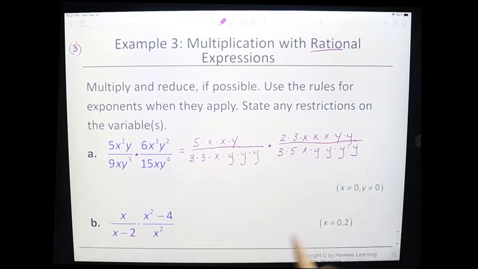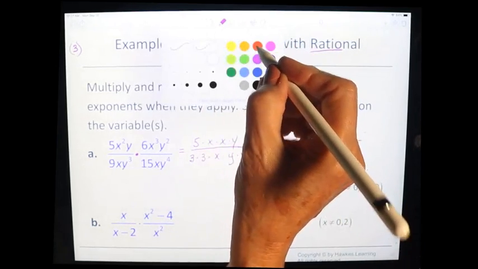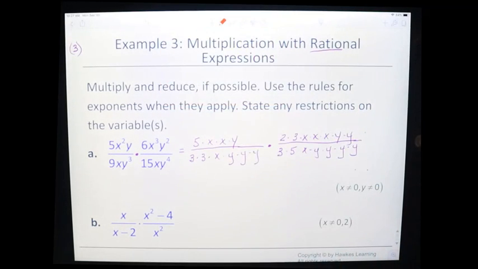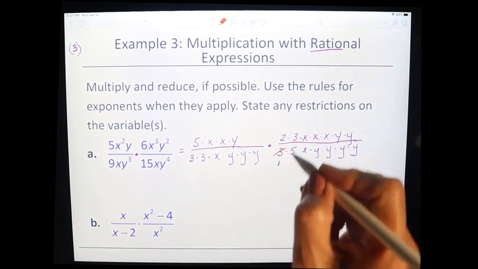All right, let me double check that and see if I got everything right. So here's the 5, 2 factors of x, 1 factor of y. 9 breaks down into 3 times 3, 1x and 3 factors of y. 2 times 3, 3 factors of x, 2 factors of y. 3 times 5, 1 factor of x and 4 factors of y. So this is where, after you've done the factoring, you start to come in and look for things that are common factors that can be canceled out.